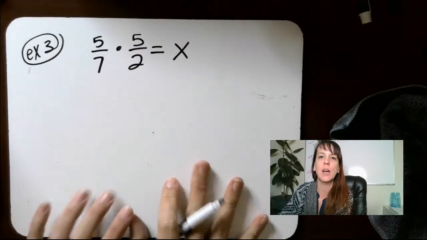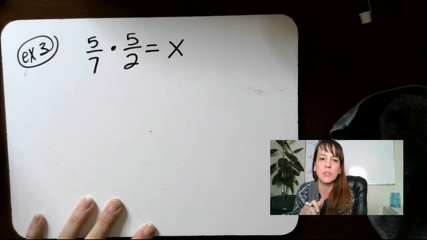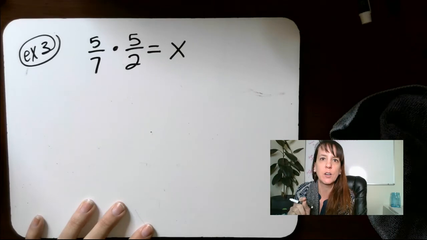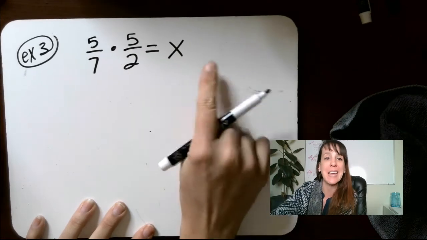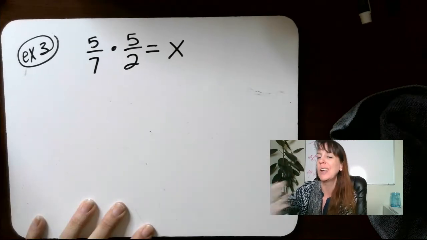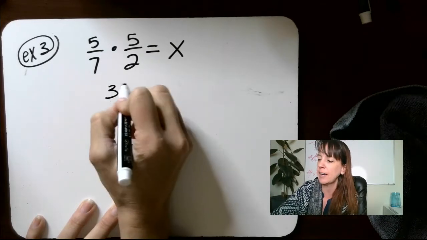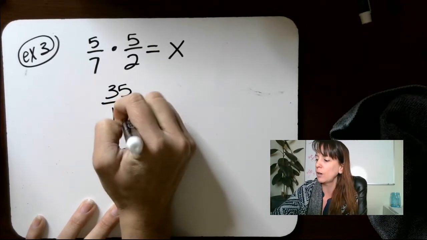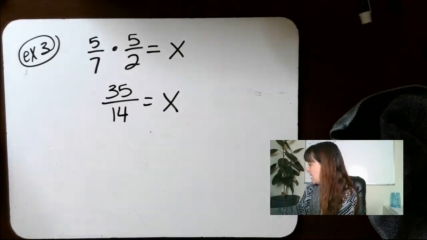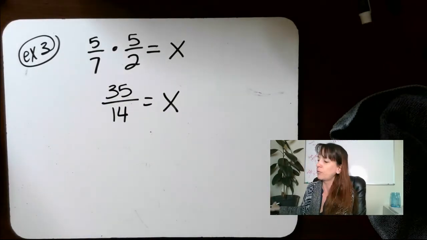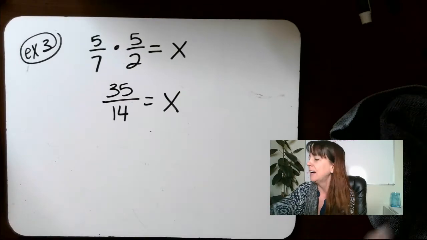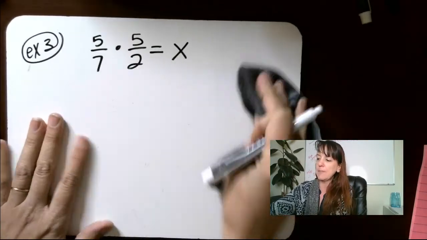Well, this one, be very careful on these guys, because we don't actually need to multiply by the reciprocal, right? Because the x is already all by itself. So this one, we just multiply straight across the top, straight across the bottom. And when I do that, I get 35 over 14 equals x. If you have any questions about that, let me know.